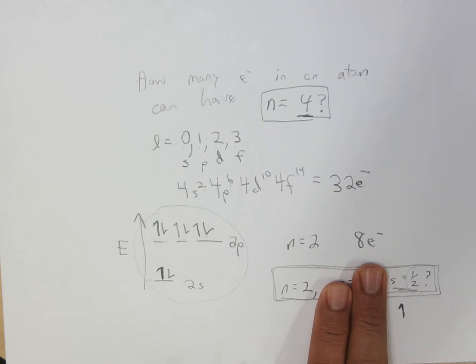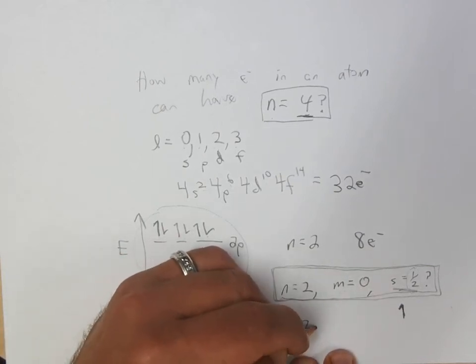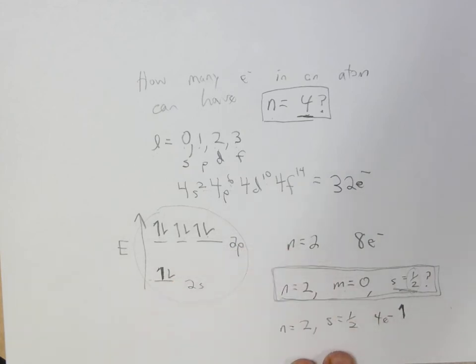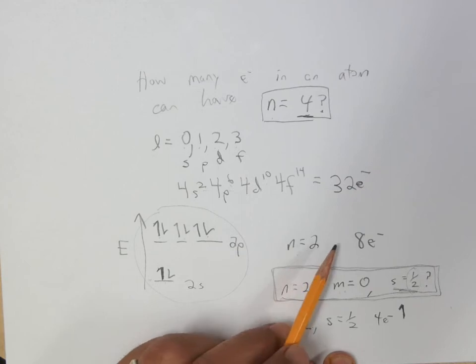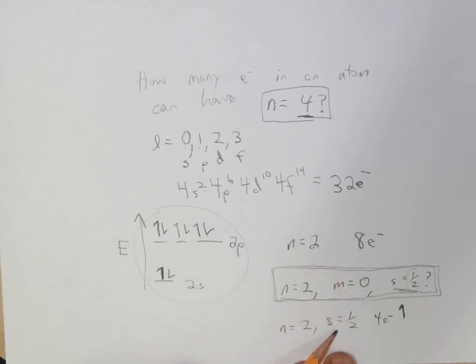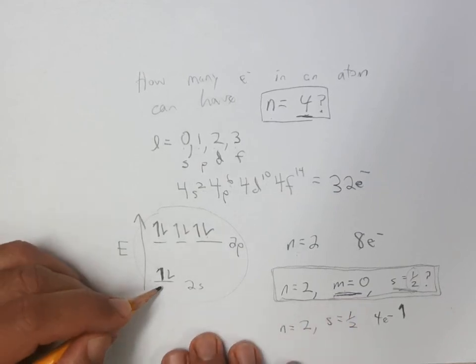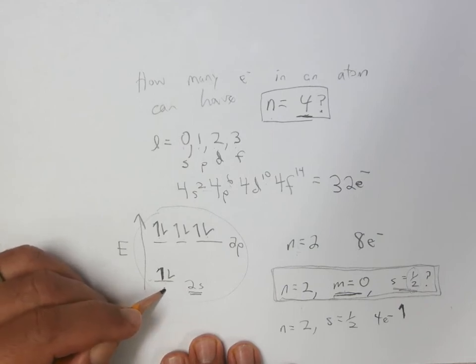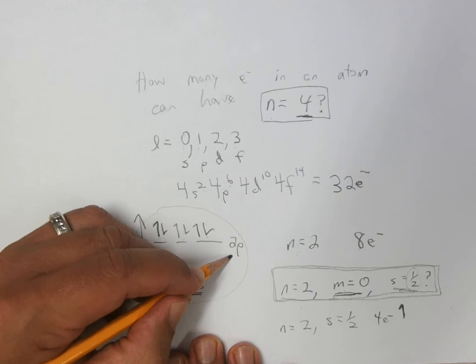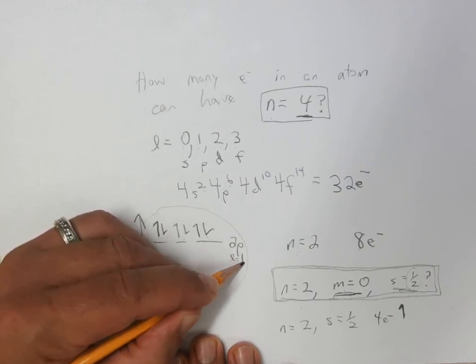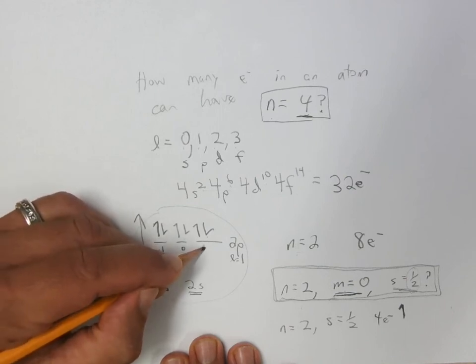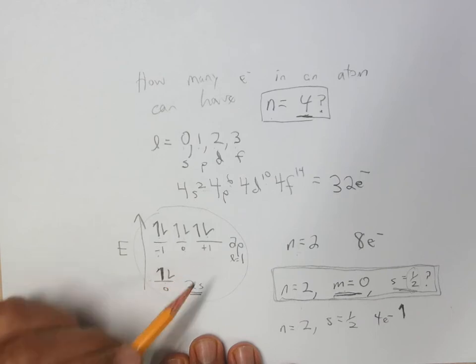So if we said how many electrons with n equals 2 and s equals 1/2, we'd have 4 electrons. The entire energy level has 8 electrons, half of them are up spin, so we have 4 electrons. Now you figure out how many have m equals 0. Well, if you have the s sublevel, m is 0. If you have the p sublevel, which is L equals 1, then the m designations for each orbital are -1, 0, or +1.